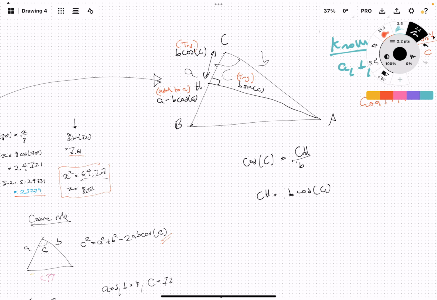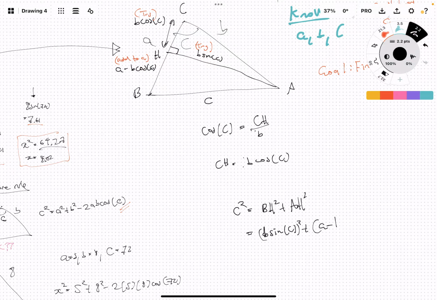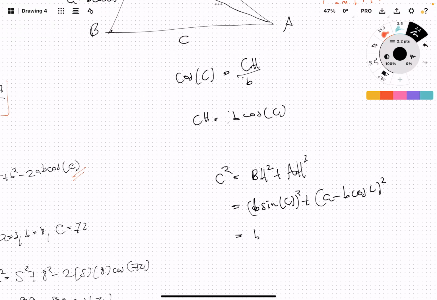And then how do we find the unknown AB, which is C? Well, we use Pythag. C squared equals BH squared plus AH squared. BH squared is B sine C squared. AH squared is A minus B cos C squared. If you expand this, you get B squared sine C whole thing squared plus A squared.